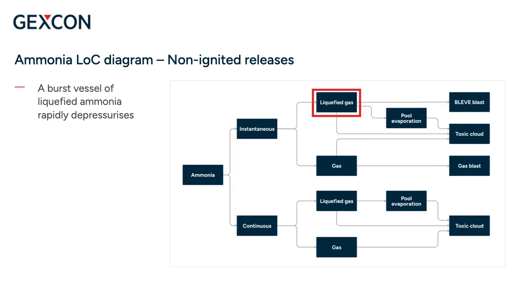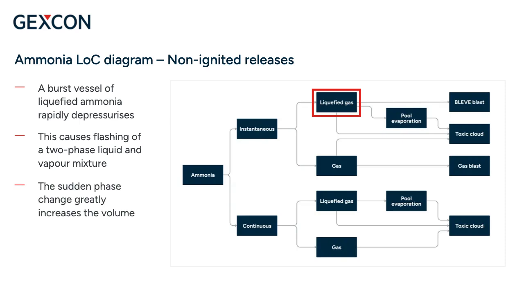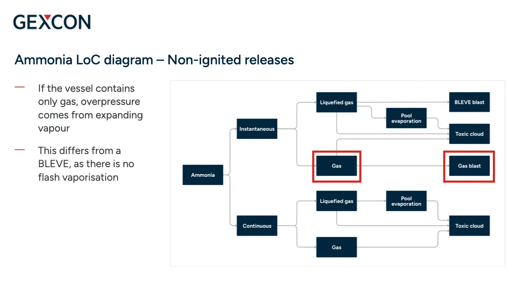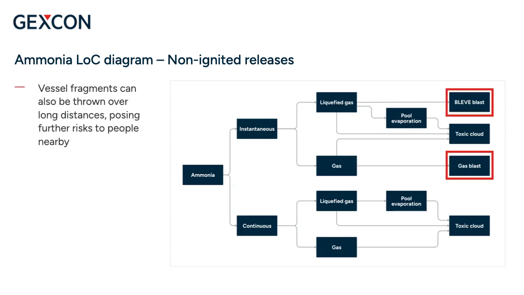When a vessel storing pressurized liquefied ammonia bursts, rapid depressurization causes the flashing of a two-phase liquid and vapor mixture. This sudden phase change dramatically increases the volume, generating an overpressure and forming the blast wave. If the vessel contains only gas, the overpressure results solely from the expansion of the pre-existing vapor. This differs from BLEVE, as there is no additional flash vaporization. Additionally, fragments of the vessel can be propelled over long distances, creating additional danger for those nearby.